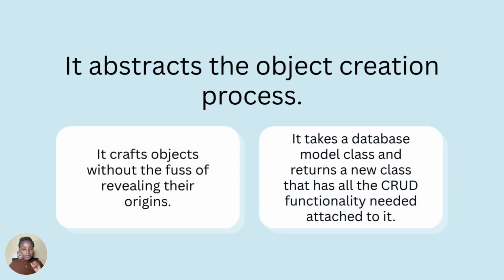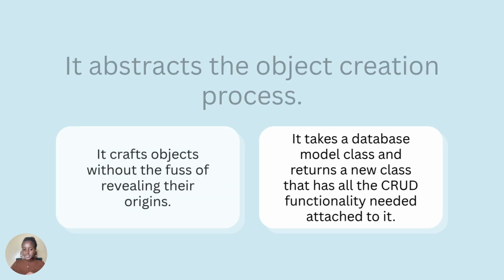It takes a database model class and returns a new class that has all the CRUD functionality needed attached to it. So it does the creation, and then after that, you can do what you need. You can read, you can update, you can delete. Something to note here, the factory pattern does the C. It's the C in CRUD.